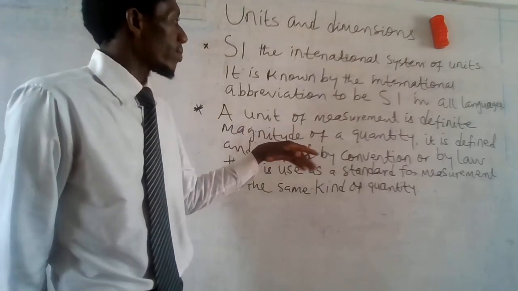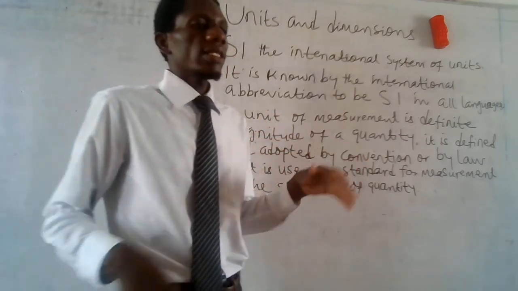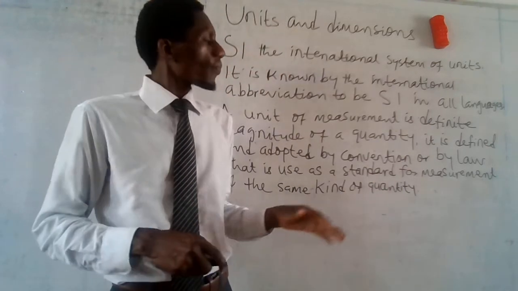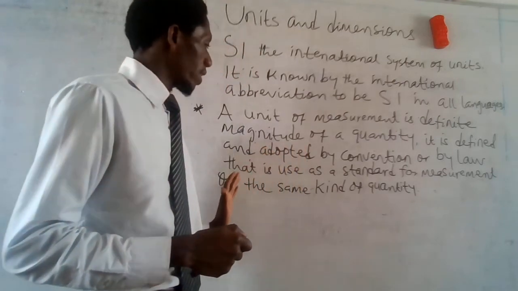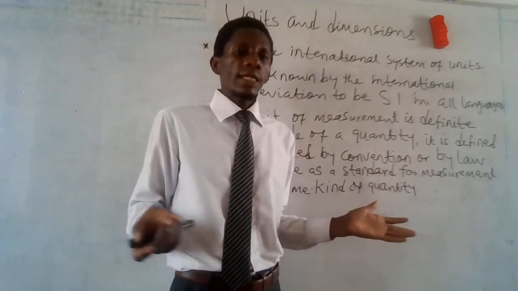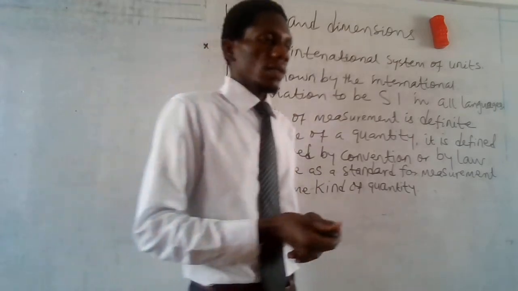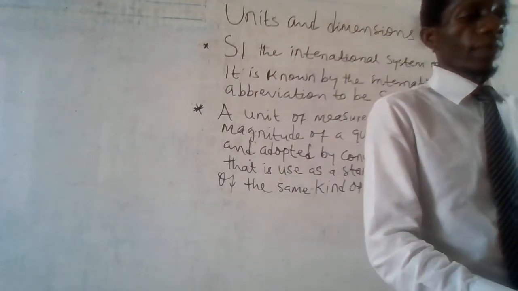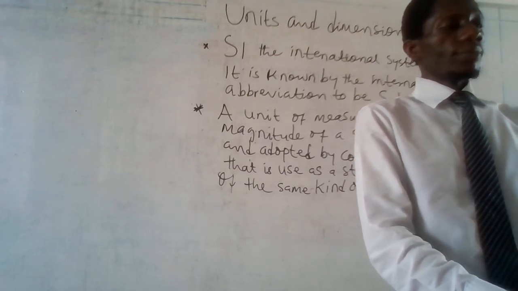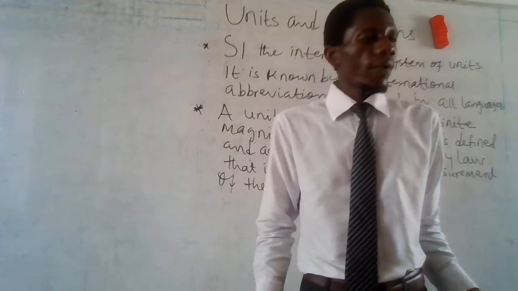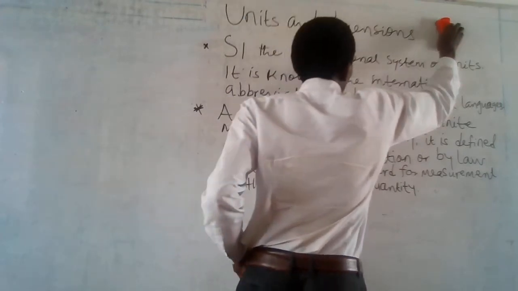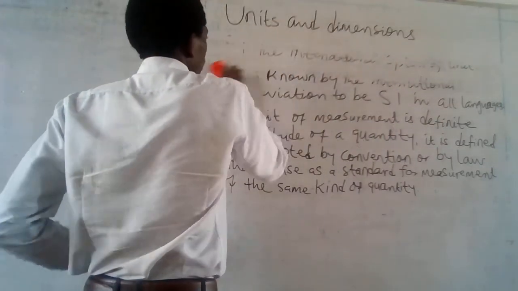A unit of measurement is what is defined and has been adopted as a proper way of taking measurement, and it is known and accepted worldwide in all the languages. Now we have base quantities, as the next thing we are going to talk about.